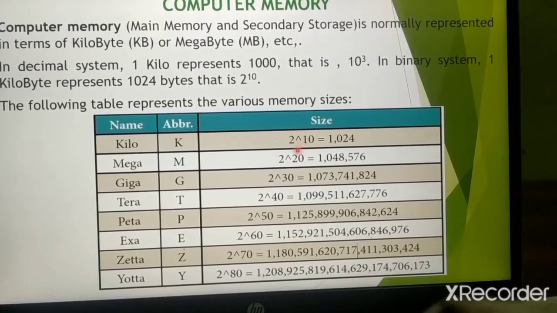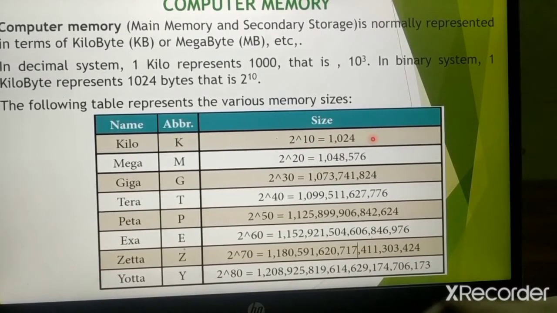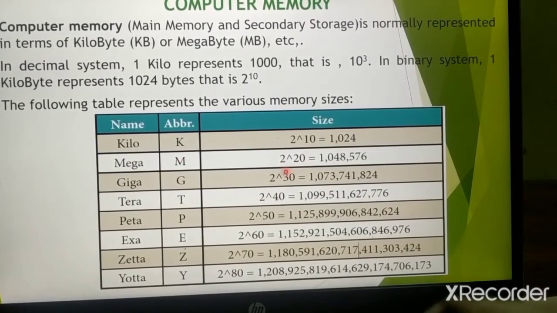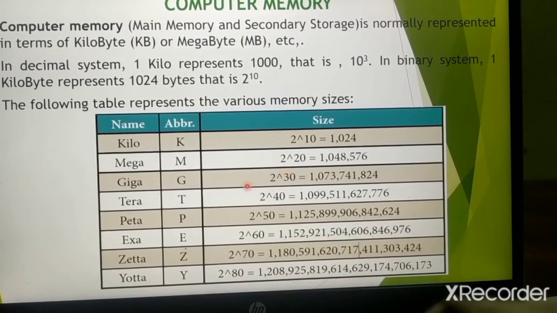Here, caret means power. 2 to the power 10 means 1024. 1024 bytes is equal to 1 kilobyte. Like megabyte, 2 to the power 20. Like gigabyte, 2 to the power 30 bytes. Next, terabyte is equal to 2 to the power 40 bytes.